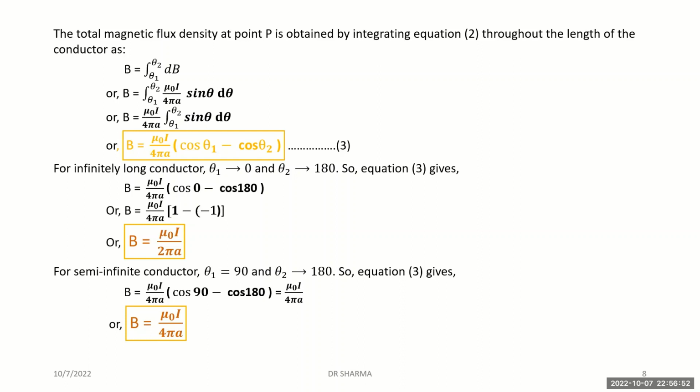Again, I want to say the numerical problems can be asked on the basis of the general formula for finite length, or the cases expressed in boxed formula, mu naught I by 2 pi a and mu naught I by 4 pi a as special cases.